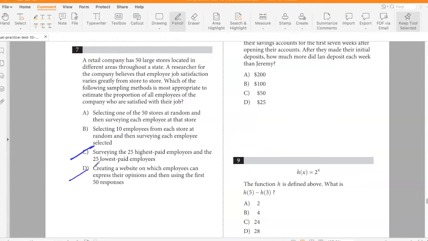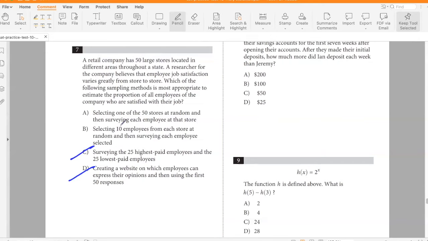So C and D we can directly eliminate because these are not random samples. And for sampling to work, the sample should be random. There should not be any algorithm or any technique used to select the sample. So therefore, it's not C and D.